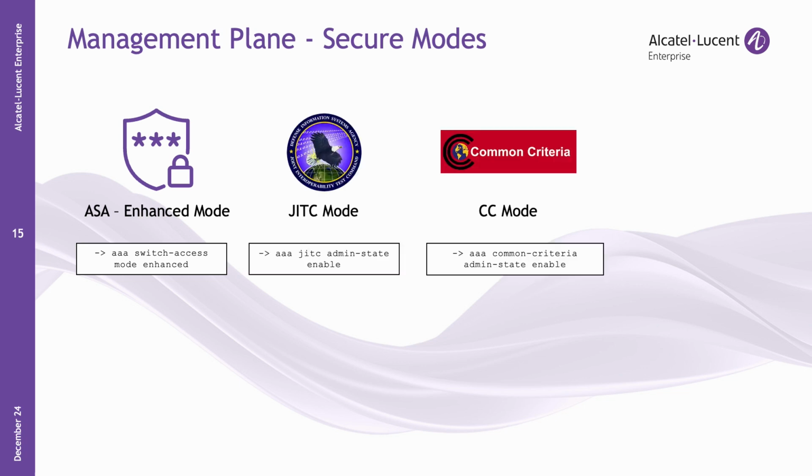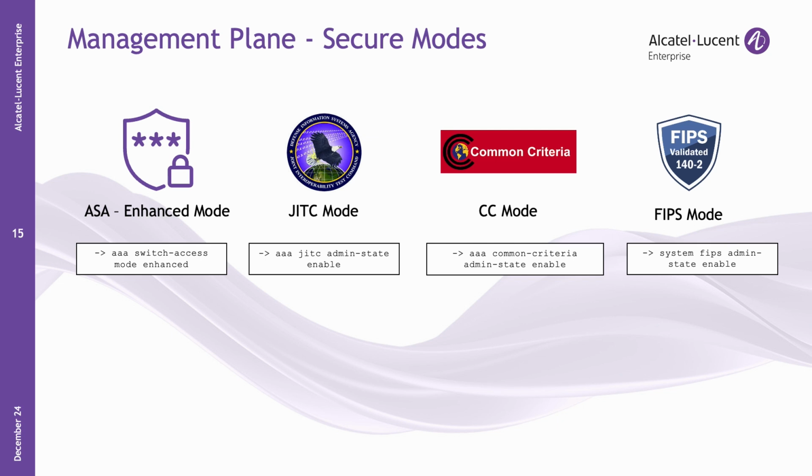The second one is GITC mode. The third one is Common Criteria mode. And the fourth one is FIPS mode. Please refer to the Security Guidelines document and the Switch Management Guide for the functionalities of these modes.